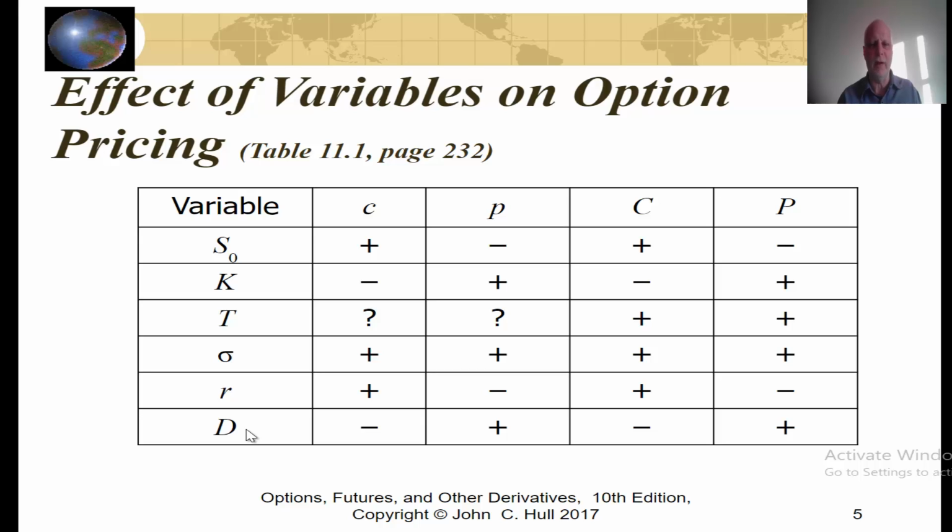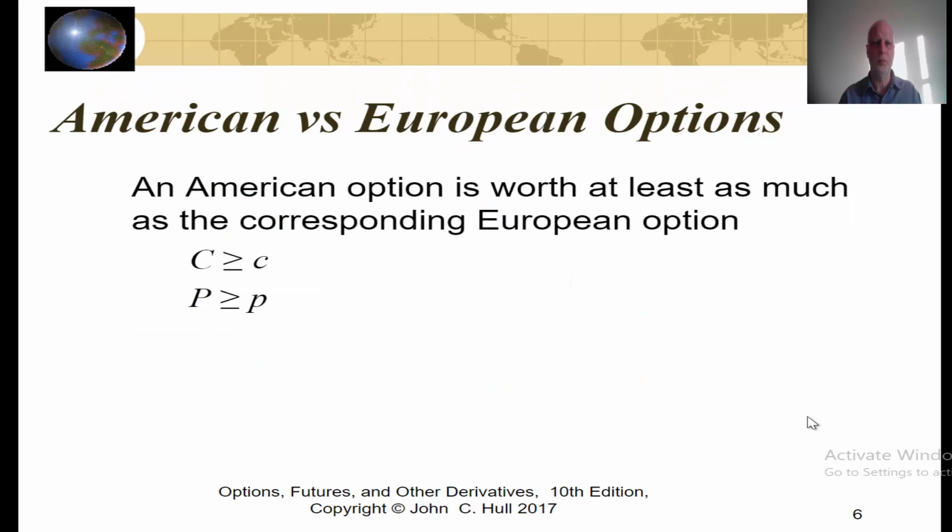D is the present value of all dividends to be paid before the option expires. When a dividend is paid, the stock price drops. Therefore, that will make the calls less valuable and the puts more valuable.